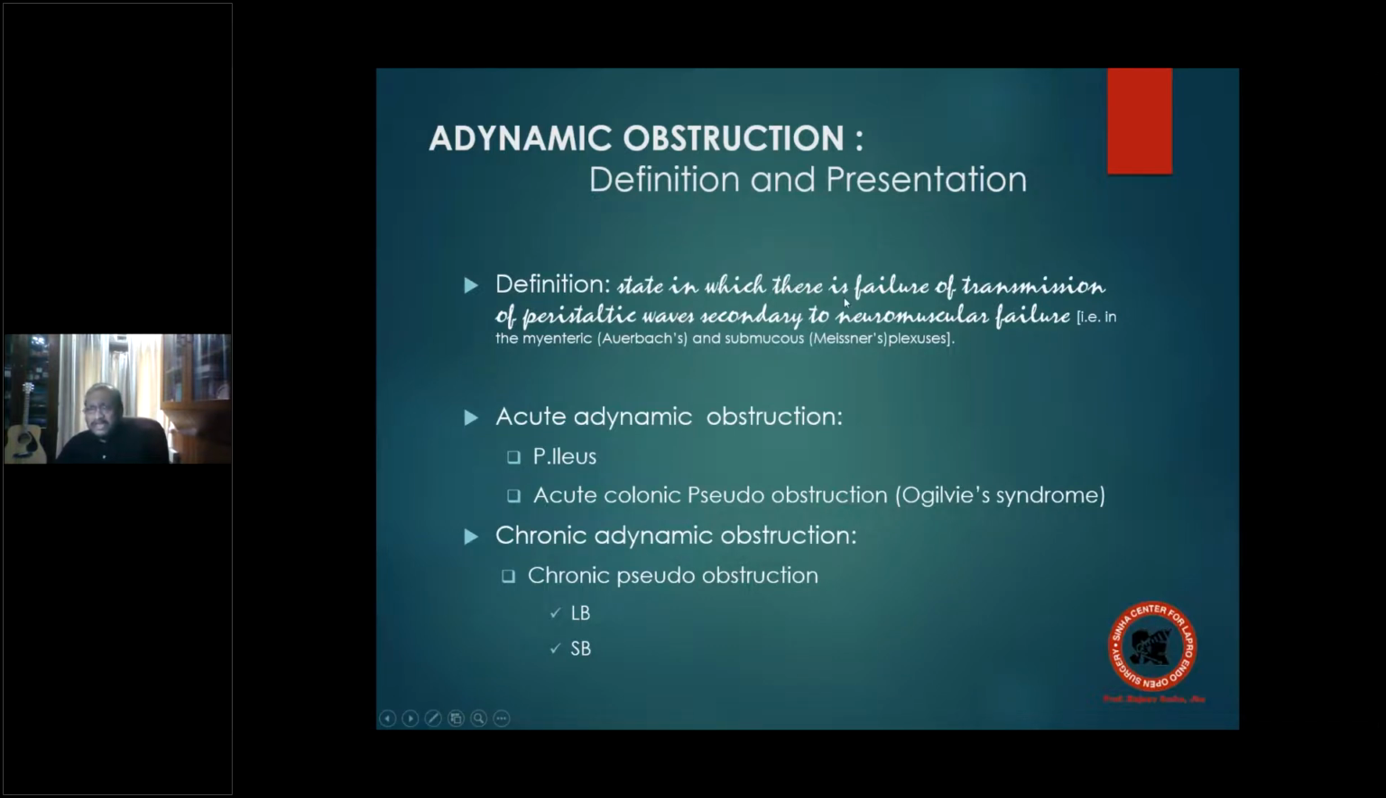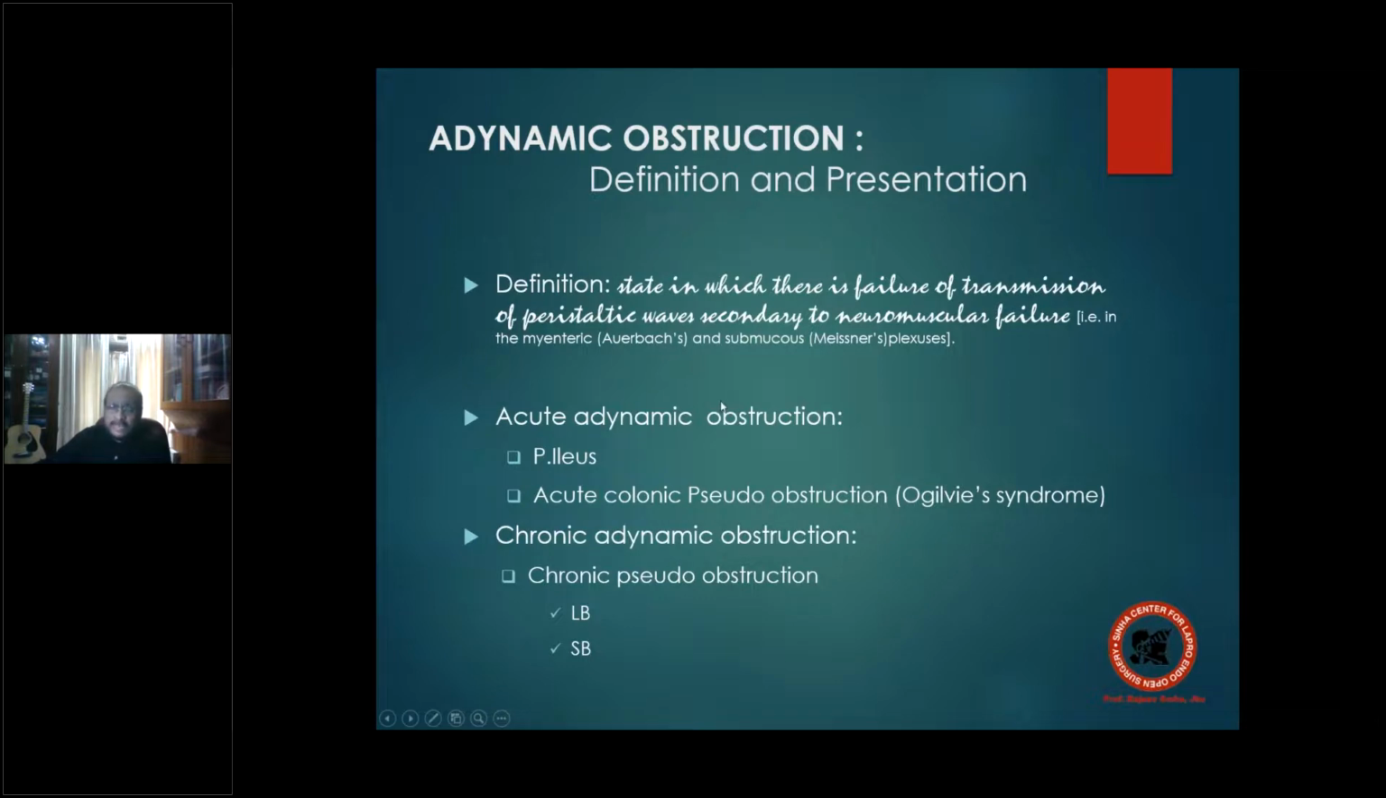Definition: a state in which there is failure of transmission of peristaltic waves secondary to neuromuscular failure. So you're basically having a neuromuscular failure, because of which there is a failure of transmission of the peristaltic wave, right? And where is the failure? You've got only 2 plexuses. One lying inside the muscularis propria, that means the proper muscular layer, that is the Auerbach plexus, and number 2 lying in the submucosa, and that is the Meissner's plexus. So there's something wrong in these plexuses, because of which the transmission of neurogenic impulses is not normal or optimal.